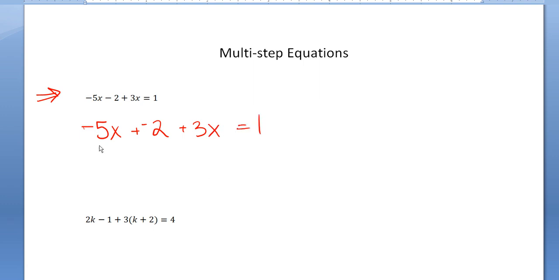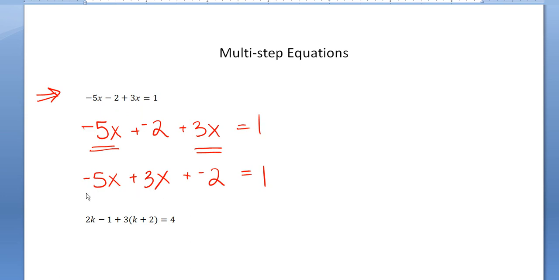Now, you know what? I have two like terms here. This negative 5x and this positive 3x are like terms, and so I can combine them. And that will take care of one of my problems. When I'm combining them, I'm going to write them right next to each other so you can see me doing that. I'm just rewriting my problem here. Just use the commutative property to move this 3x over next to the 5x. A negative 5x, and I'm adding 3x to it.